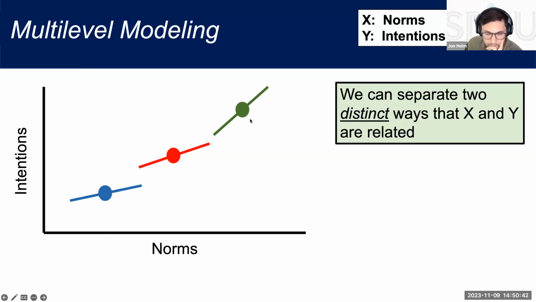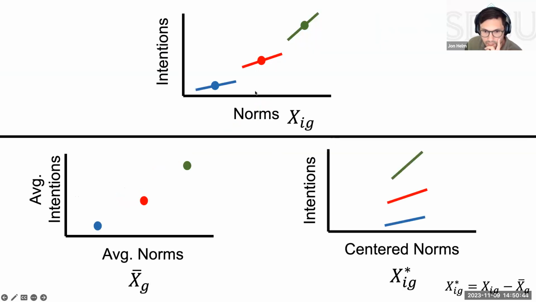Now I'm going to separate out that original plot into 2 separate plots. I'm just going to take the averages and move them over here onto this plot. So this plot and the X and Y axis should be the exact same as this one, but I'm looking at the averages. And over here I'm going to create a new variable called X star IG. This is the same as my original X variable, norms for individual I in group G, but I'm going to subtract out the group mean for each person.